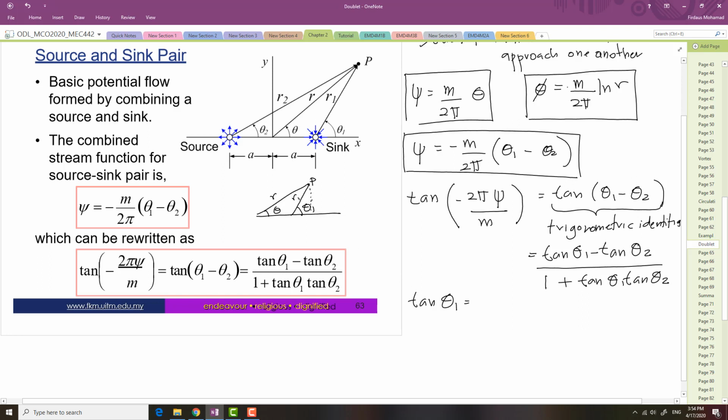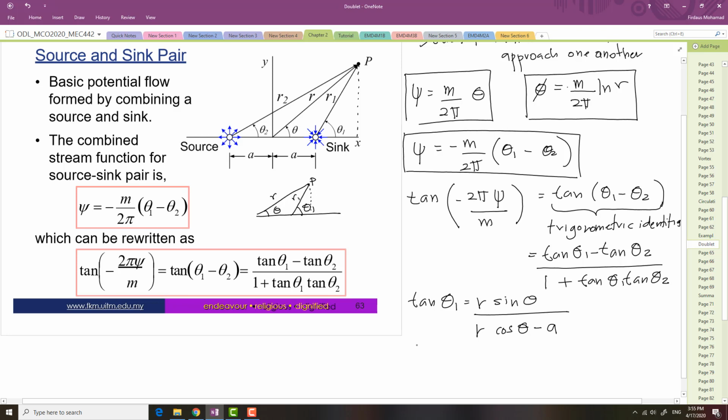To get this line, it basically equals R sine theta, and then this other line basically equals R cos theta minus A. So R cos theta is basically this line, and we want tangent theta 1, so only this length for theta 1, so R cos theta minus this A.